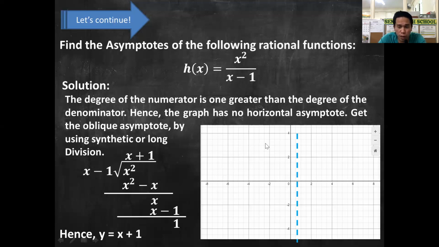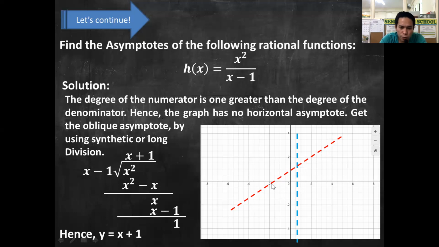So paano ba mag-graph ng oblique asymptote? Simple lang. We're just going to assign values for x and then solve for the pair. Sa pair niya, hanapin mo yung kanyang pair. Okay? So halimbawa, dito may point. Kung papalitan mo yung x mo, so for example, our x is 1. So 1 plus 1 is 2. So 1 and 2, i-pair mo yung 1 and 2.